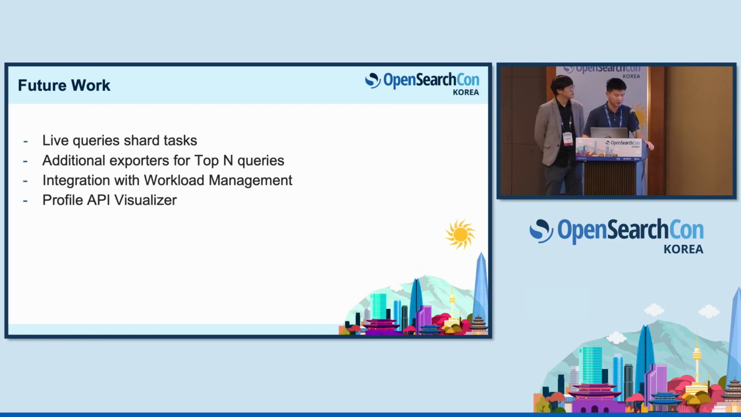And the last item is the Profile API Visualizer. The Profile API is a debugging tool in OpenSearch that's used to help identify where slow queries are spending their time. The output of this API is very verbose. It's a very long JSON object. So adding a visualizer in the Query Insights dashboard would be a very valuable feature to understanding this output.